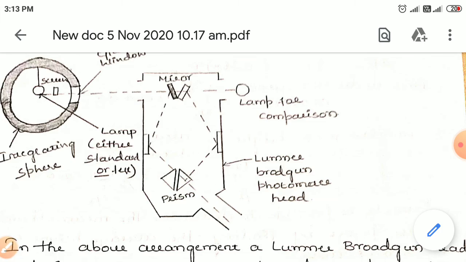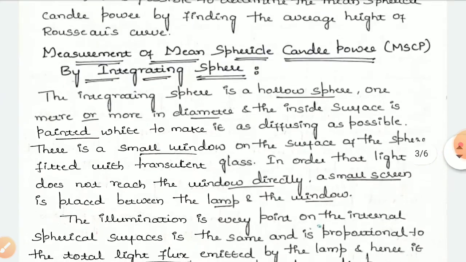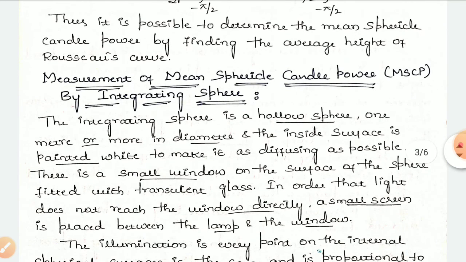This is how, using the Bunsen photometer head, we calculate the mean spherical candle power using the integrating sphere. It is a very simple experimental setup used to measure the mean spherical candle power. That's about the measurement part.